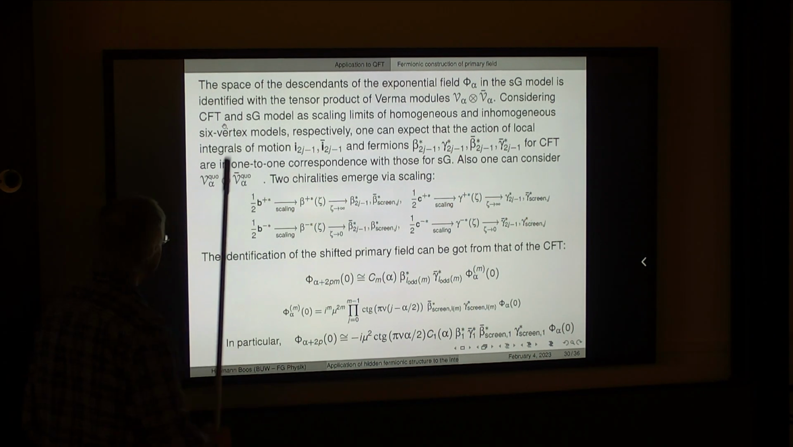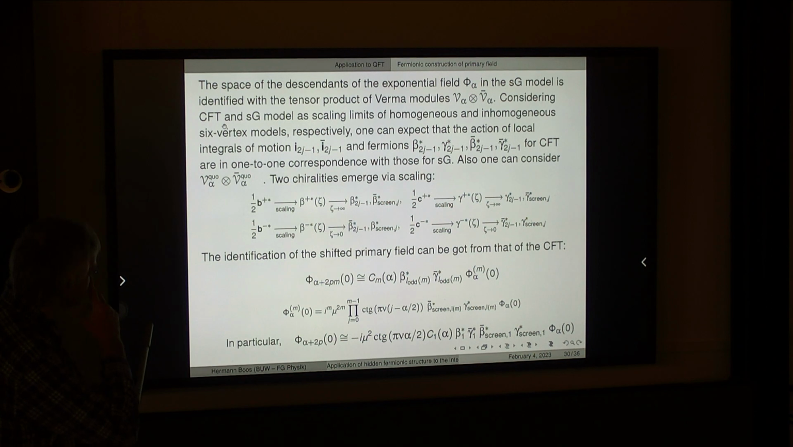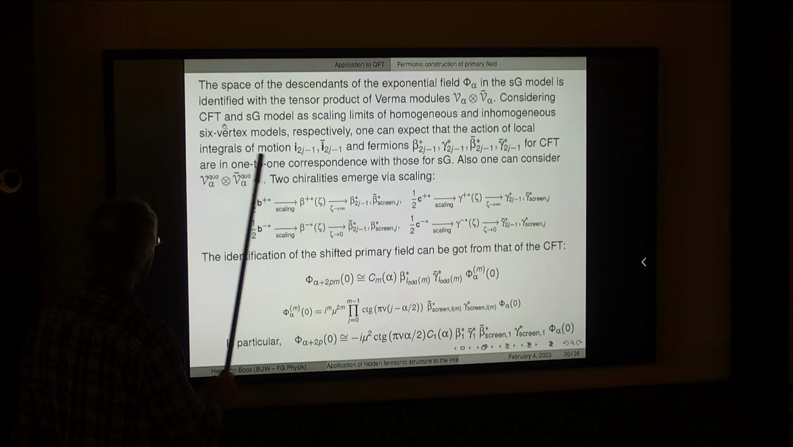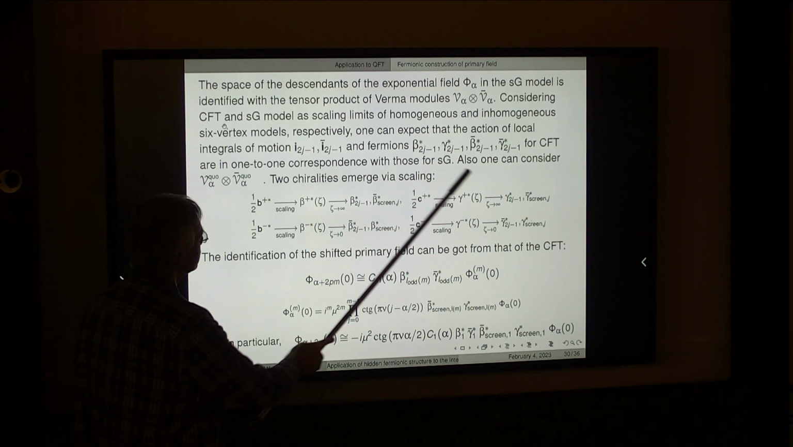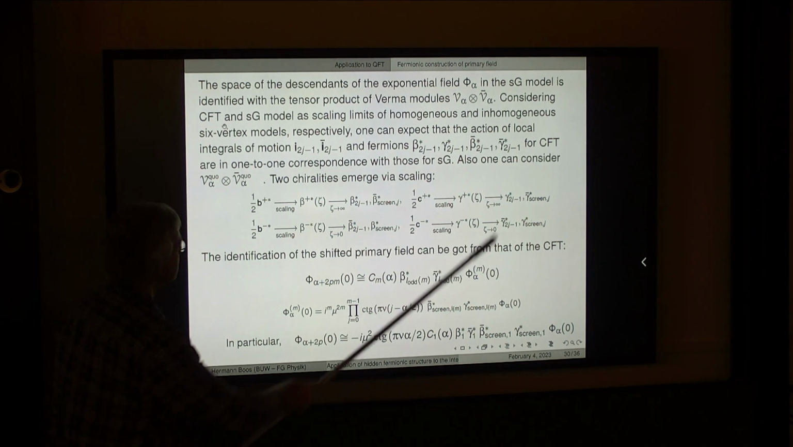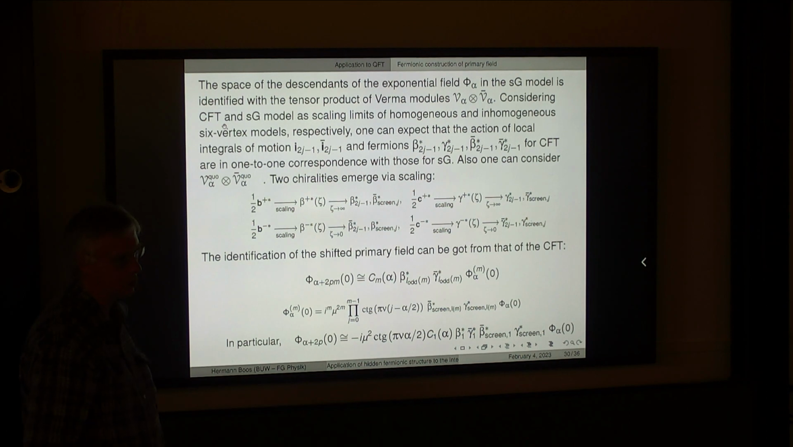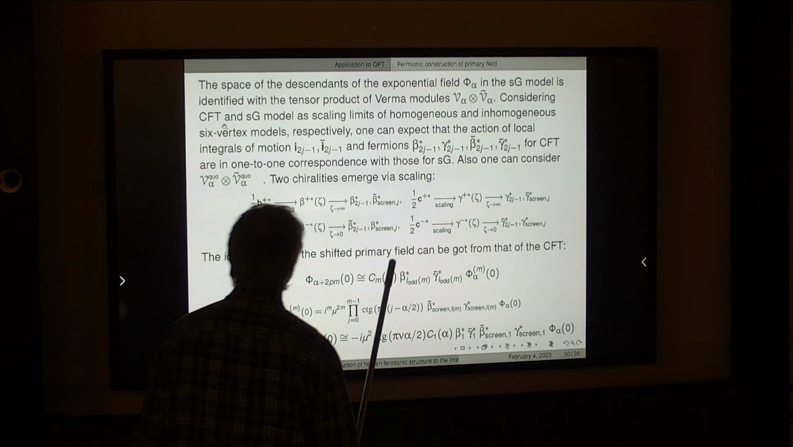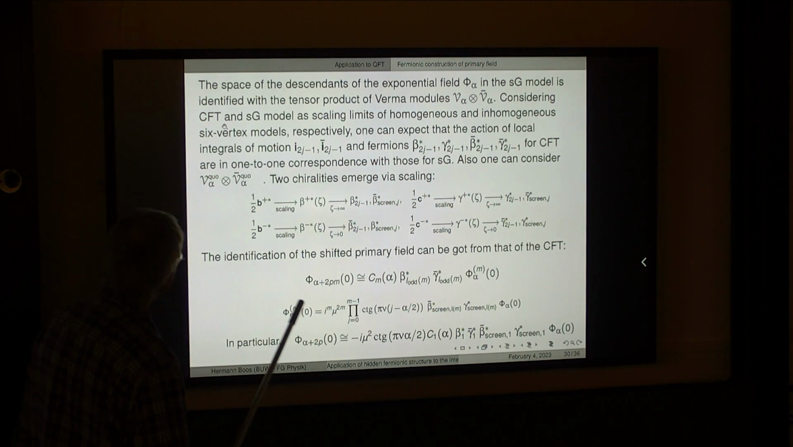Considering QFT and the Sine-Gordon model as scaling limits of the homogeneous and inhomogeneous 6-vertex models respectively, one can actually expect that the action of local integrals of motion, this is I and I bar, and also fermions, for QFT are in one-to-one correspondence with those for the Sine-Gordon model. So we can identify them, so to say. Two chiralities emerge via the scaling.